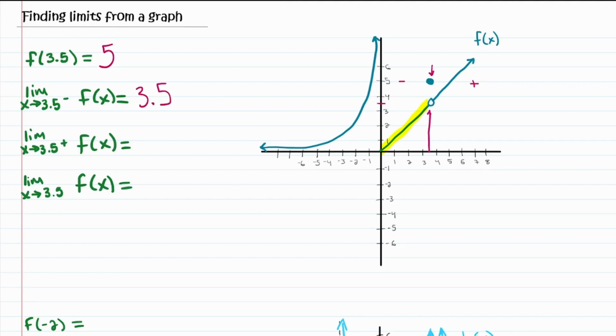And you'll notice the same thing for the right-hand limit, as the limit of x approaching 3.5 from the positive side of f of x. We're going down, down, down. We're still approaching 3.5. And so since we have both of those limits equal to each other, our limit as x approaches 3.5 of f of x is just 3.5. So note that even when y doesn't exist at that point, you can still have a limit there.